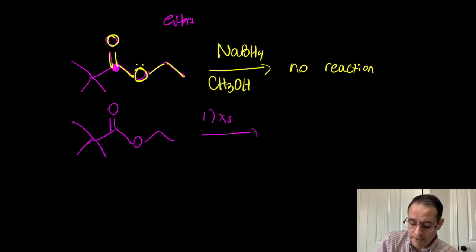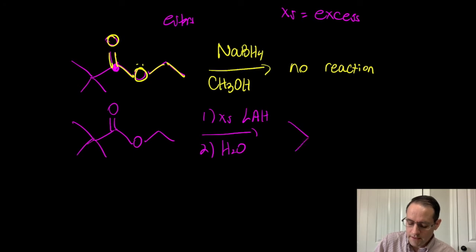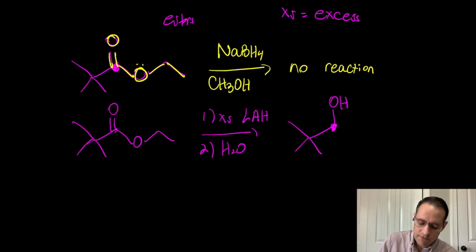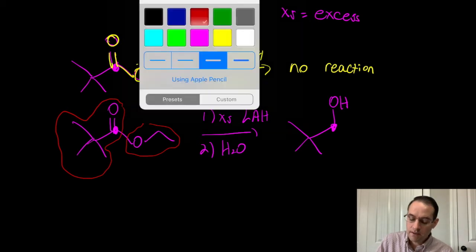If you add excess lithium aluminum hydride, if you're seeing this for the first time, let me define what excess means. That means EXCESS. It's just a shorthand abbreviation. So if we add a lot of lithium aluminum hydride followed by water, what we will get is two alcohols, okay? We'll get an alcohol from this portion on the left, okay? And then we'll get an alcohol from this portion on the right.